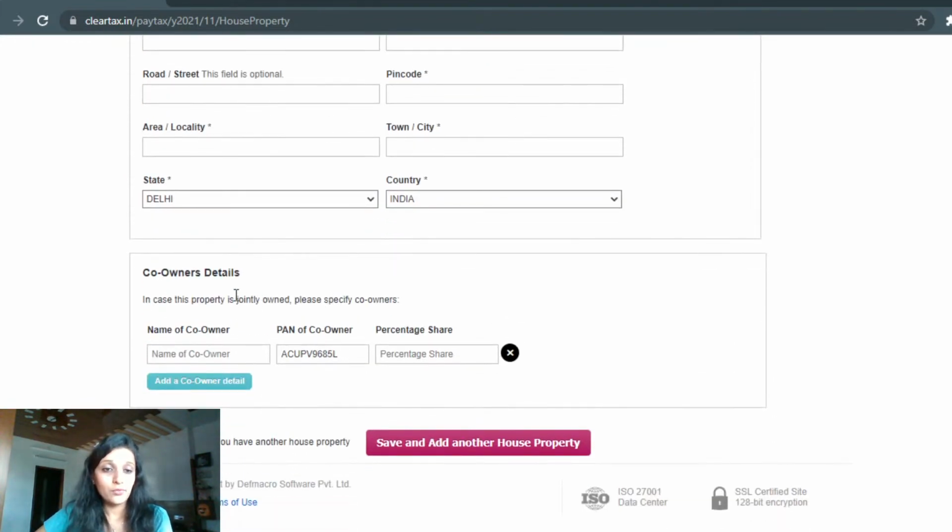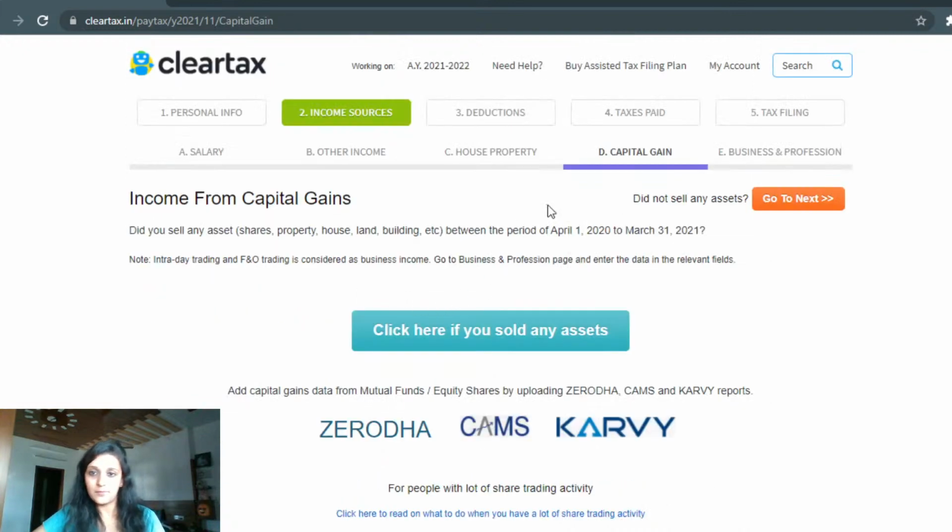If you have any co-owner's details, if your house property is owned by another person apart from you, then you have to mention the co-owner's name, their PAN number, and what percentage of share they have. If you have any other house property also, you can click on save and add another house property. Click on save and proceed.